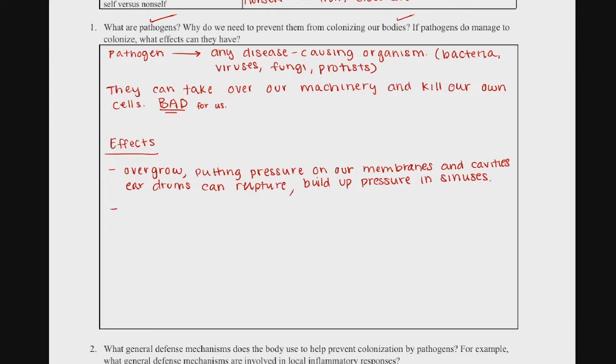Effects: they can produce toxins that destroy our cells. I'll put these in parentheses because they're examples. Some examples of that are bacteria that produce exotoxins that can destroy our cellular structure.